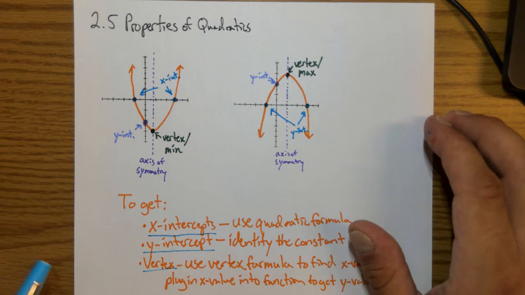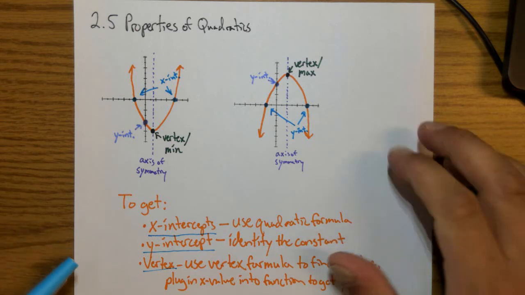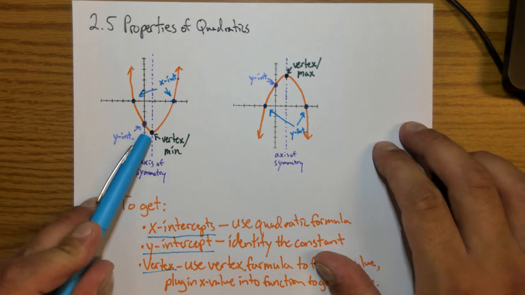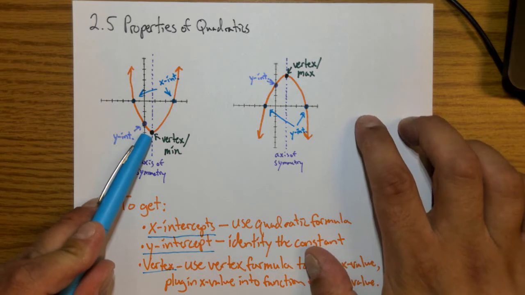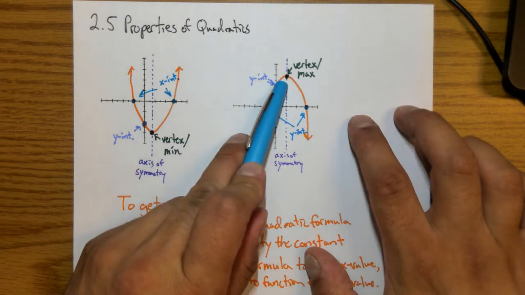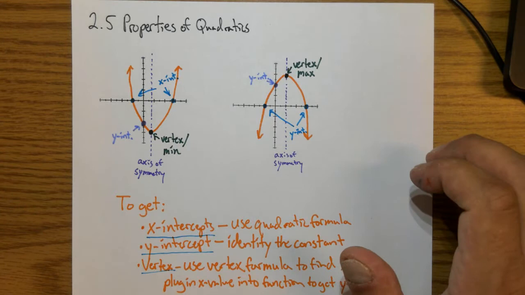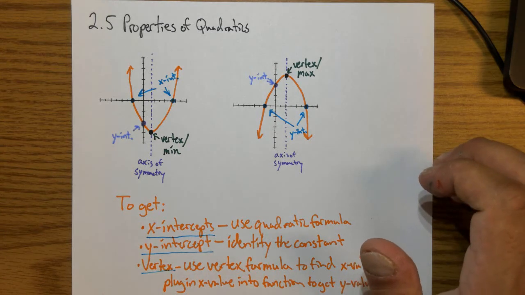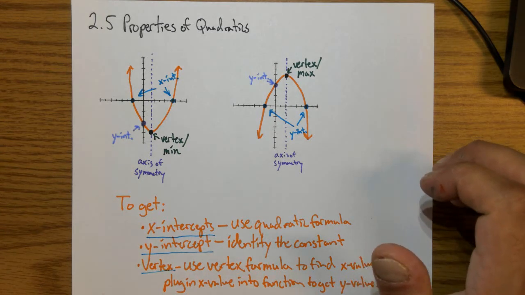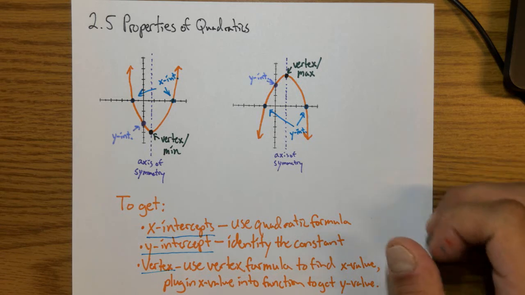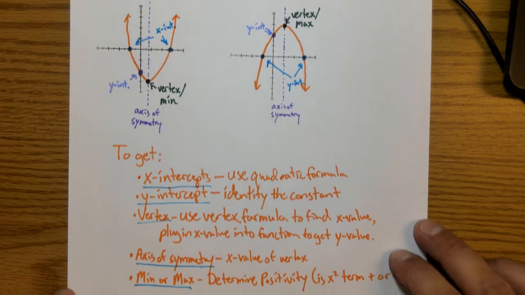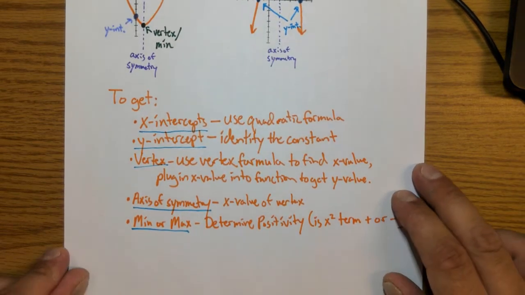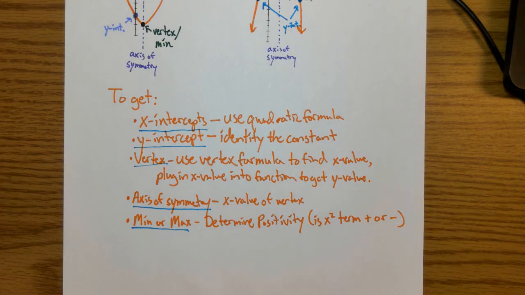Okay, and then finally min or max. That's just: is the vertex a min or is the vertex a max? And we can determine that whether it opens up or opens down. Looking at the function, we can determine that if it's positive or negative. So, to get these five things, this is what we need in order to find them.